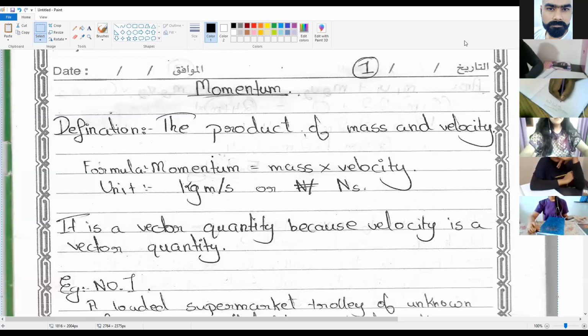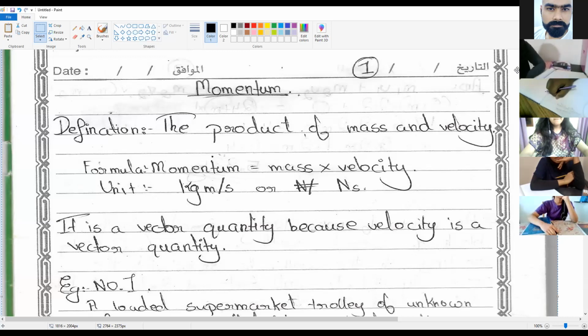Resume recording. Fine. The formula of momentum, you guys know, is mass into velocity, and you know that the unit is kg meter per second, or Newton second. Why Newton second? Anyone have any idea? Anybody have any idea regarding that? Why is it Newton second? I'll let you guys know why it is Newton second.